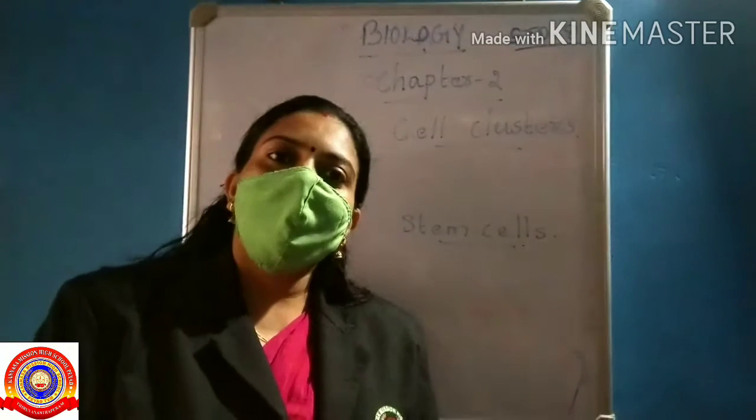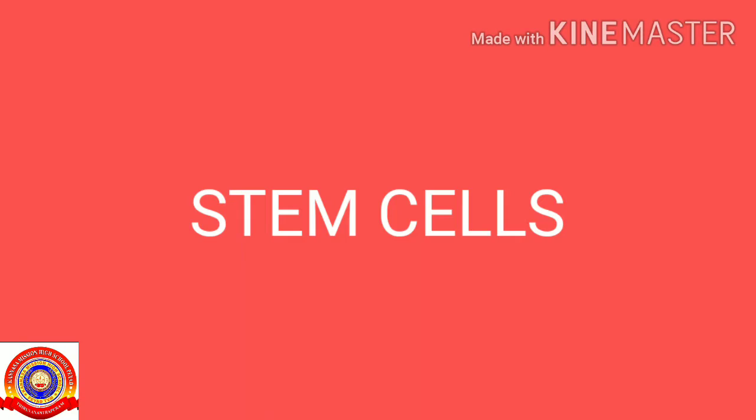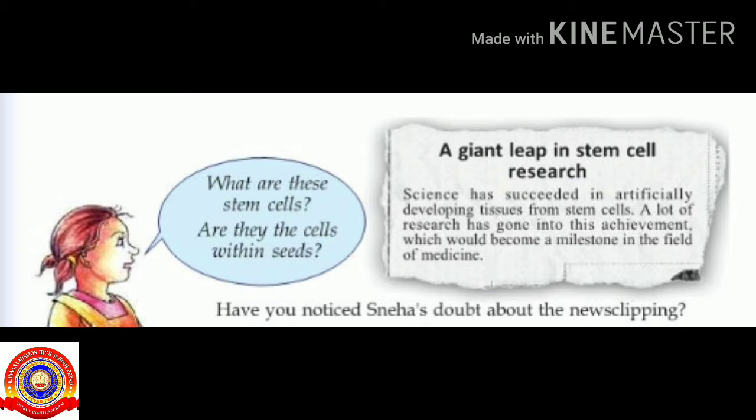Let's start our class. Look at the news clipping. What is mentioned in this clipping? A giant leap in stem cell research. Science has succeeded in artificially developing tissues from stem cells. A lot of research has gone into this achievement, which would become a milestone in the field of medicine. Oh, this is the content in the clipping.